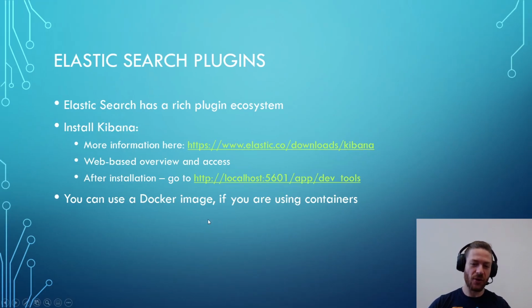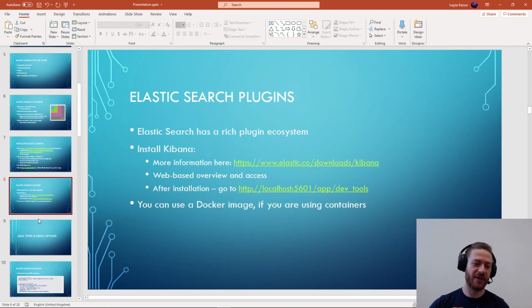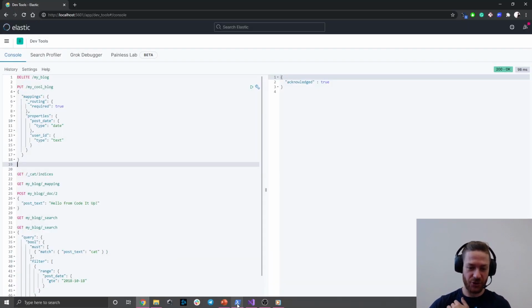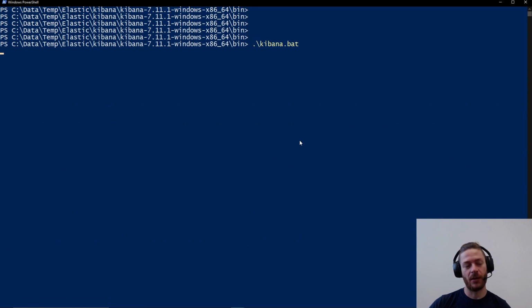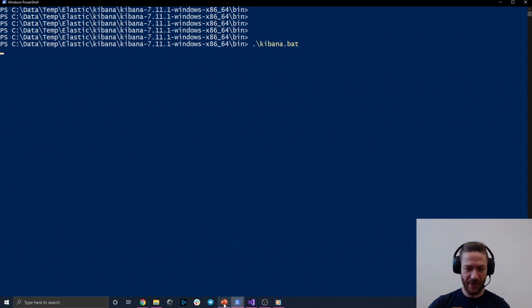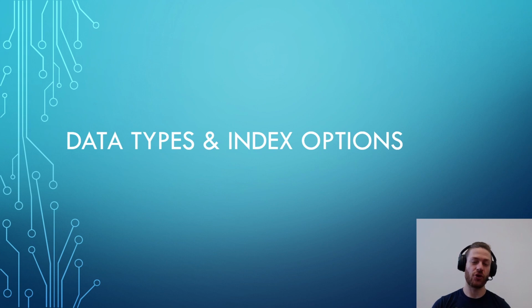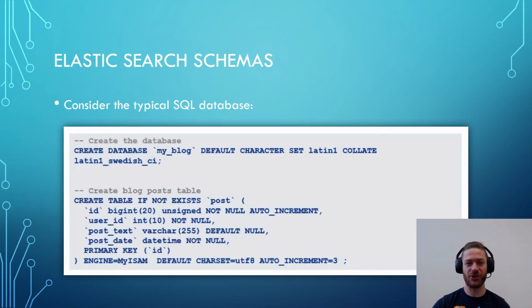Of course, you can use a Docker image if you want to use containers. I'm currently showing how to use Elasticsearch locally. Well, it will take a while, so let's just continue with the lecture and I'm going to show it in a minute. So we have data types and index options next. What are the different data types and what are the different index options? What can we do with Elasticsearch?